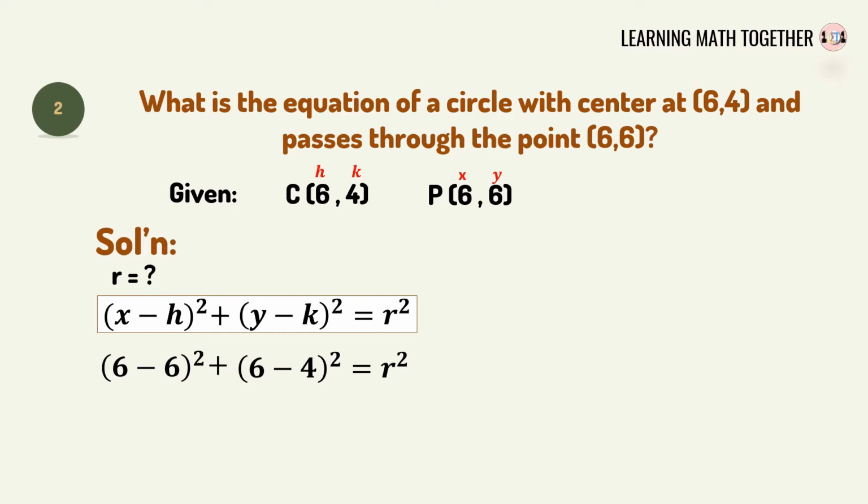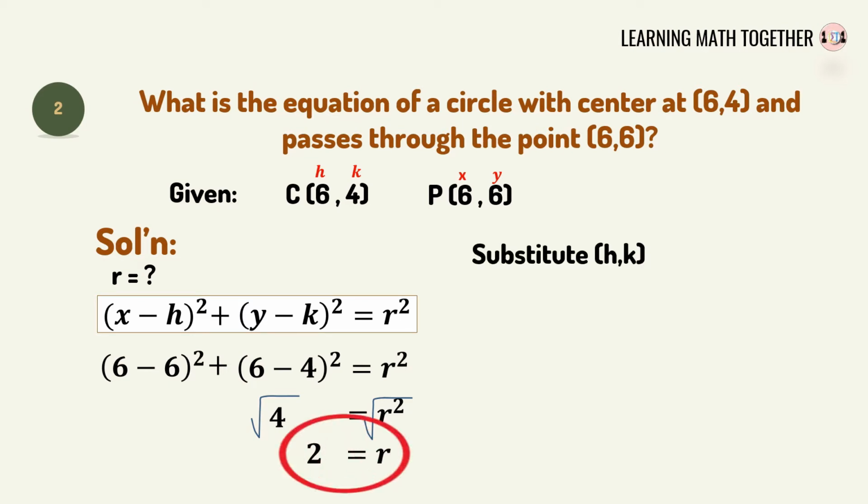And then let's solve for the radius. Let us just simplify the left side of the equation. 6 minus 6 is equal to 0. And then if you square 0, that is still 0. Then plus 6 minus 4, that is equal to 2. And then if you square 2, that is equal to 4. And then it's equal to r squared. Let us just simplify. 0 plus 4 is just simply 4. And then for us to get the value of the radius, we have to get rid of the exponent here. So we have to square root both sides. Doing so, we will have r is equal to the square root of 4, and that is equal to 2.